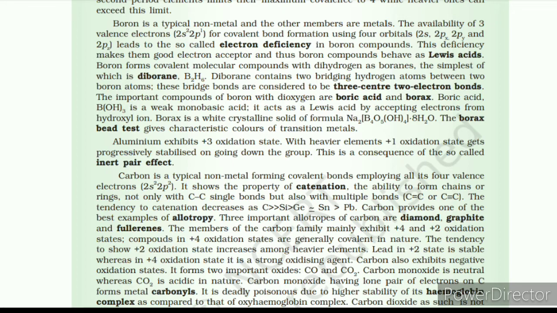Thallium exhibits +3 oxidation state with heavier elements. The +1 oxidation state gets progressively stabilized on going down the group. This is a consequence of the so-called inert pair effect.